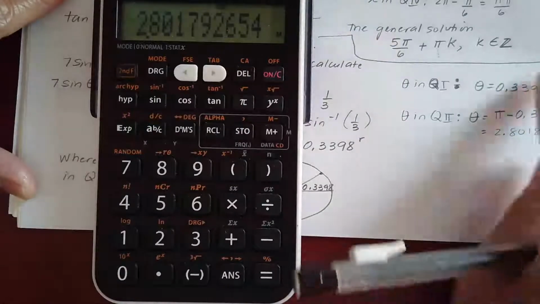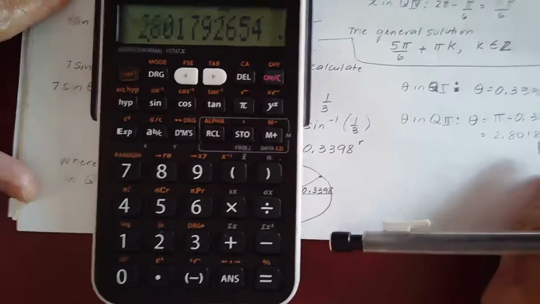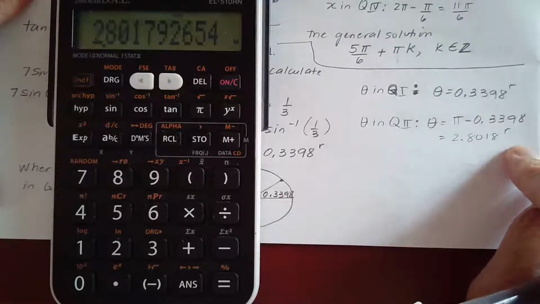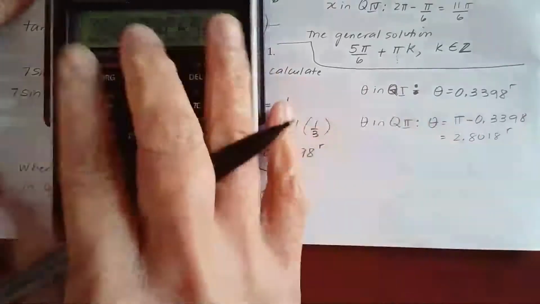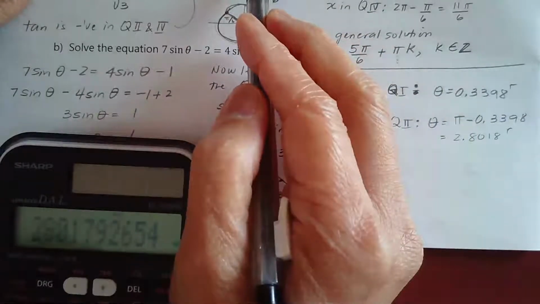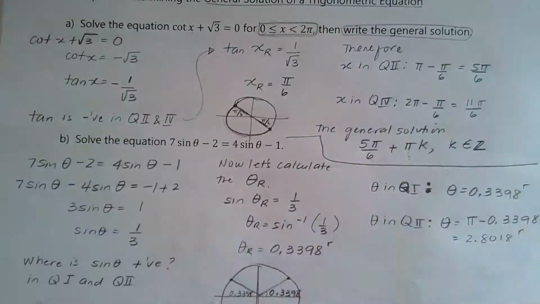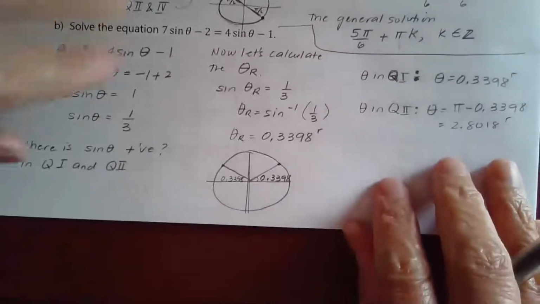These are the two solutions for the domain 0 to 2 pi. Okay, so what's the general solution?